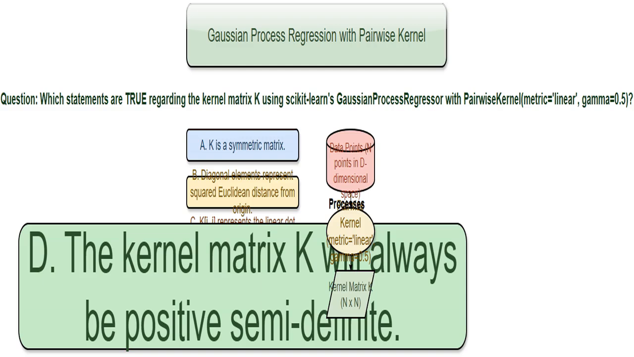A crucial property of kernel matrices is that they are positive semi-definite. This is a mathematical requirement. It guarantees that the resulting Gaussian process is valid and behaves as expected. It ensures that certain calculations, essential for the model, will always give meaningful results. Think of it as a necessary condition for everything to work smoothly.